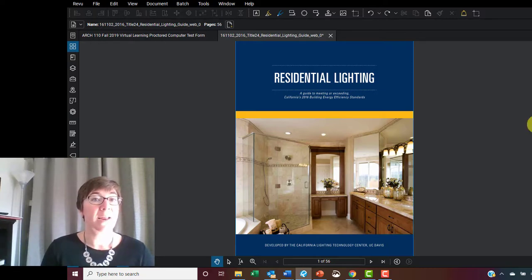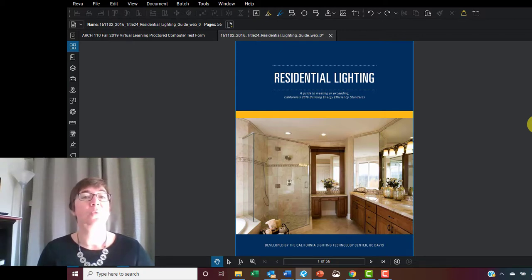It is the residential lighting guide produced by the California Lighting Technology Center of UC Davis. Now this lighting guide is specifically for the California 2016 code. You may realize that the 2019 code changes are coming very soon. However, they have not made any major changes between 2016 and 2019 in the residential lighting standards. So your 2016 standards are still going to apply.